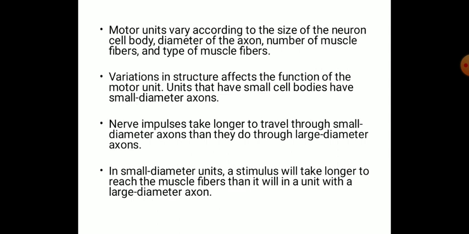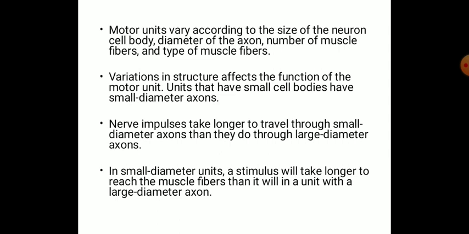Motor units are basically of different sizes. There is no proper size or shape for a motor unit. It depends on the size of the motor neuron cell body, the diameter of the axon, the number of muscle fibers, and the type of muscle. The basic size, shape and structure of a motor unit depends on the number of alpha motor neurons arriving from the spinal cord, and the number of sarcolemmas which need to be supplied.